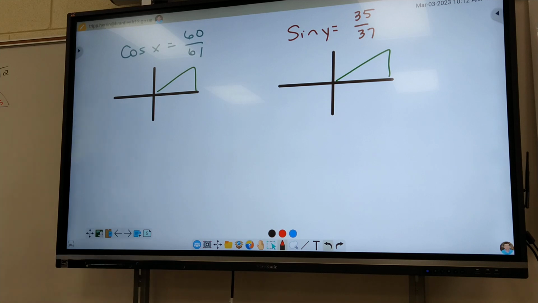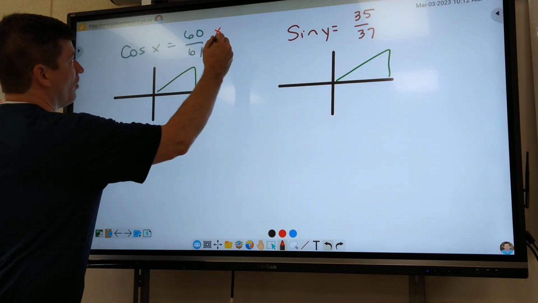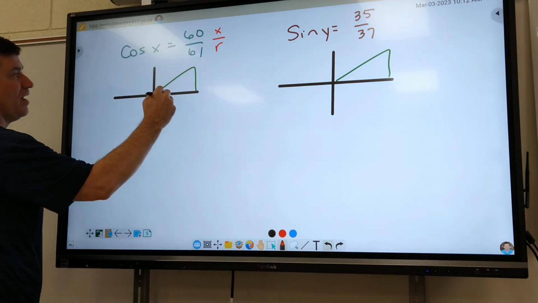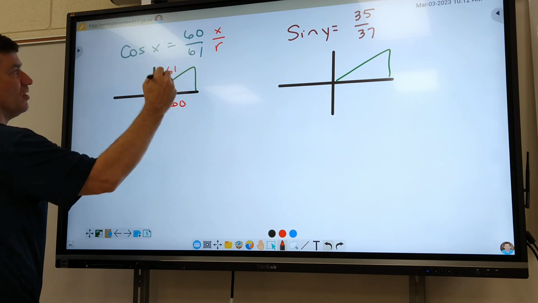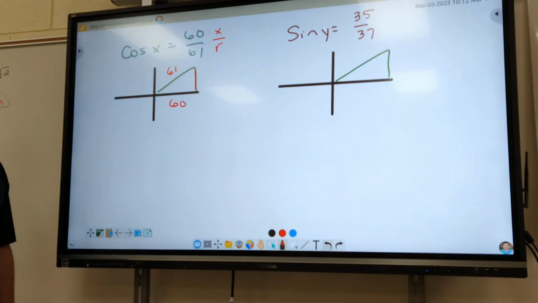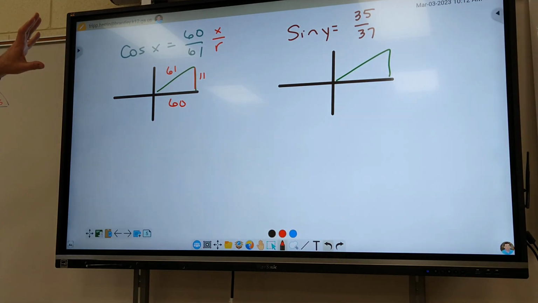All right, let's do number 7. So first thing, cosine, y'all should have x over r, right? Because that's the formula for cosine. Y'all got to put 60 on the x-axis, 61 here. What's this other side? 11. How did you find it? Because you do 61 squared minus 60 squared. Very good. Other side's 11. We did this yesterday. Have that triangle labeled on your paper.